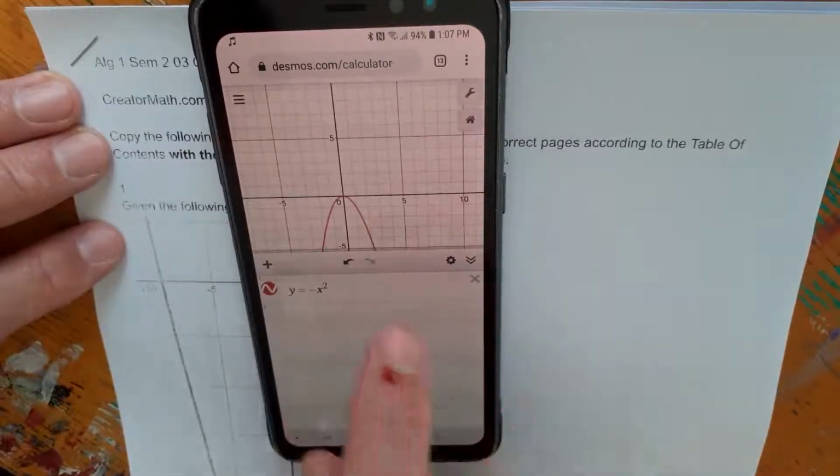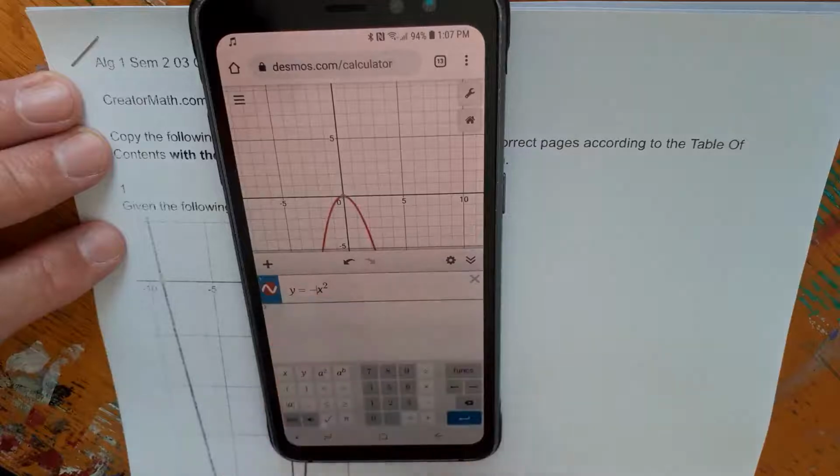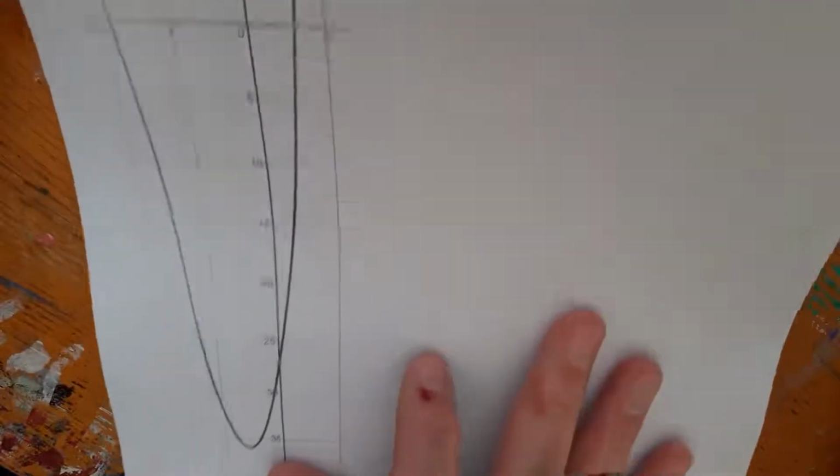So I know it's not perfect. This would be a frown, and if it's opening up, it would be a smile. Okay, so just to help you remember positive and negative parabolas. And let's see what we get here. So those are the notes.